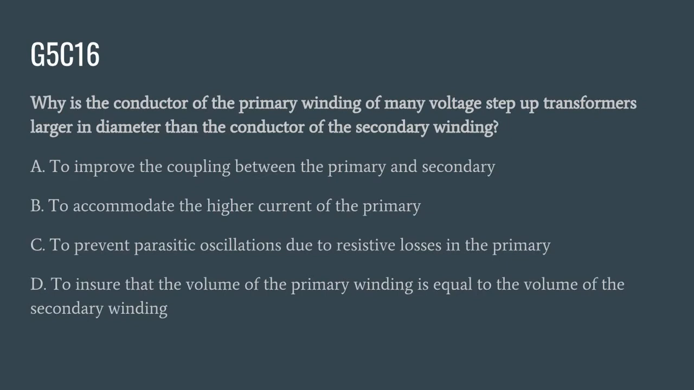G5C16. Why is the conductor of the primary winding of many voltage step-up transformers larger in diameter than the conductor of the secondary winding? A. To improve the coupling between the primary and secondary. B. To accommodate the higher current of the primary. C. To prevent parasitic oscillations due to resistive losses in the primary. Or D. To ensure that the volume of the primary winding is equal to the volume of the secondary winding. Correct answer, B. To accommodate the higher current of the primary.